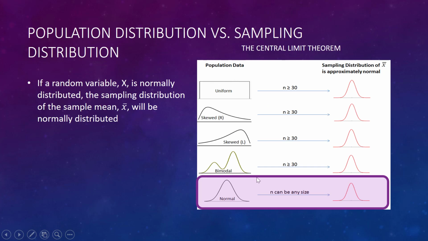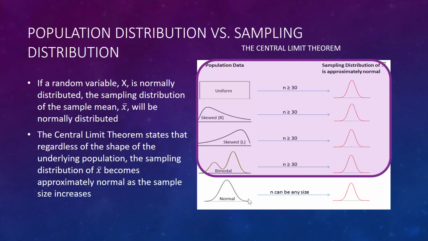But what if our population is not normally distributed? What if it looks like one of these population distributions, or it looks like something else? It doesn't have to look like one of these four things. Then what? Well, the central limit theorem tells us that regardless of the shape of our original population distribution, if we take samples that are greater than or equal to 30, then our sampling distribution will be normally distributed, again, regardless of the shape of our population distribution.